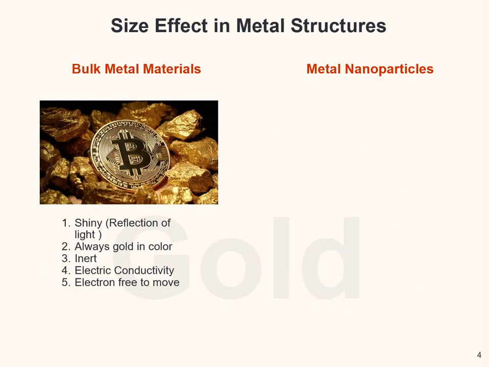All right. Size effect in metal nanostructures. I think everybody is very familiar with metals. We know that they have very good electric conductivity because electrons are free to move. Also, the color is shiny, but this property does not change when you change the size of the material.